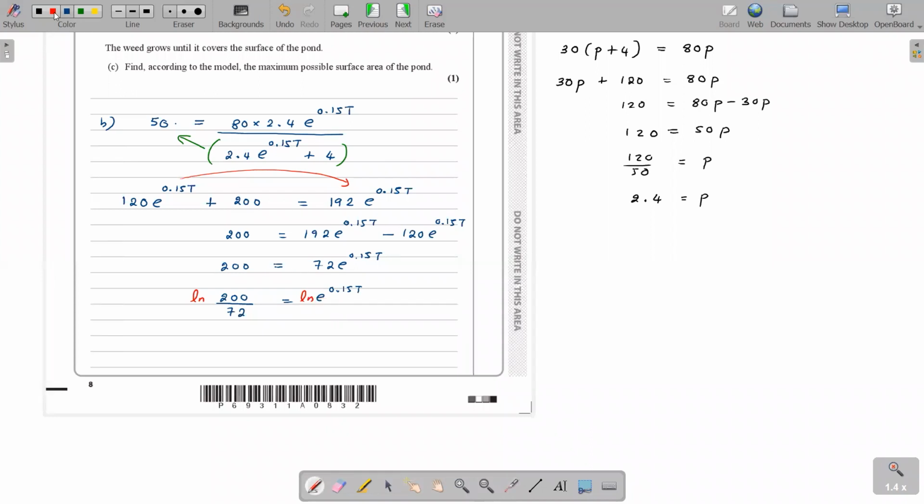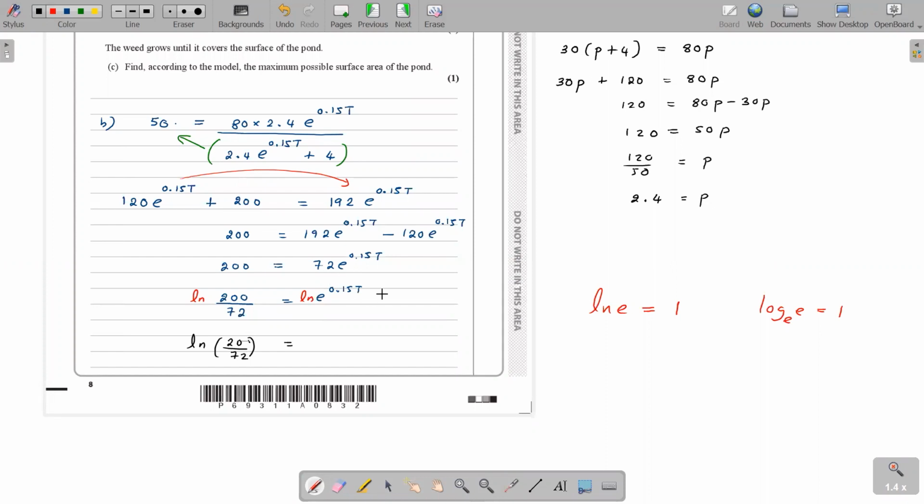Because you know the rule, ln e becomes what? 1, because ln is log base e. So when you have a logarithm of e to the base e, it becomes 1. Okay, so then we'll write here ln 200 over 72 equals, what happens here?